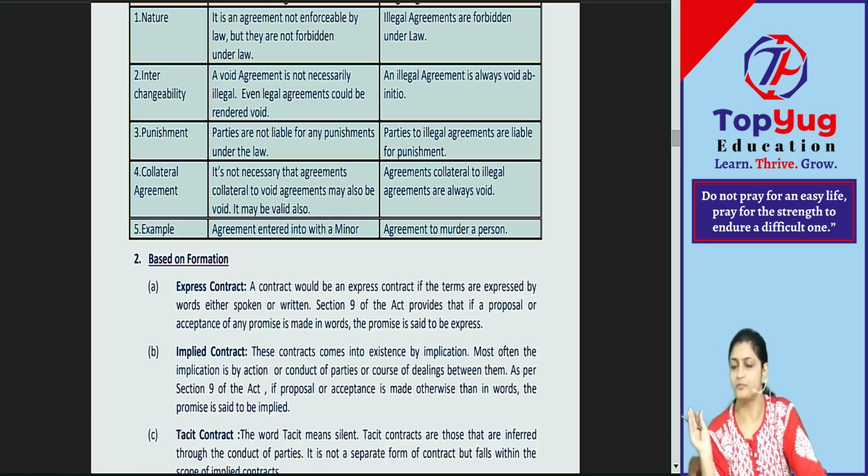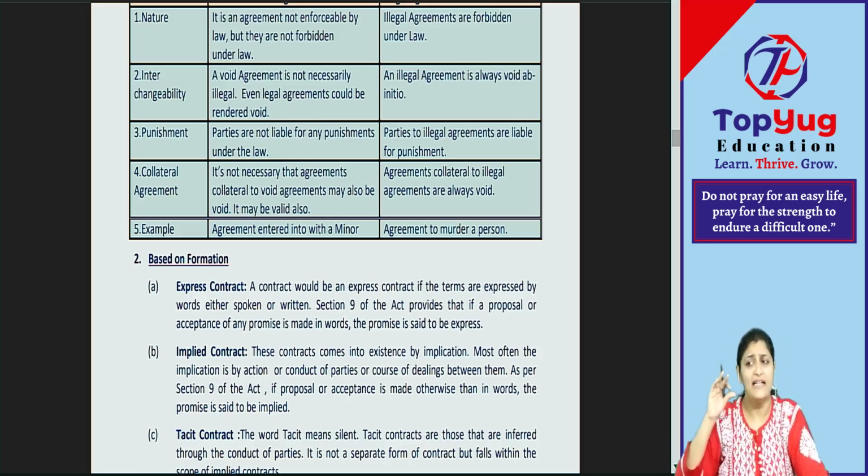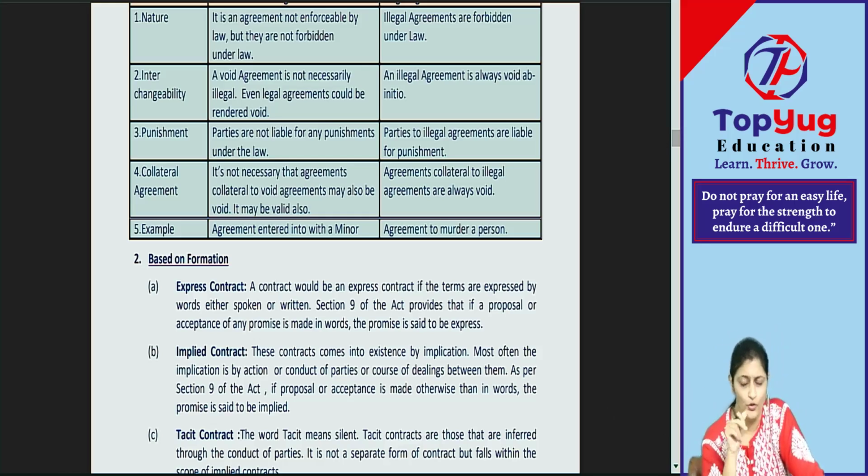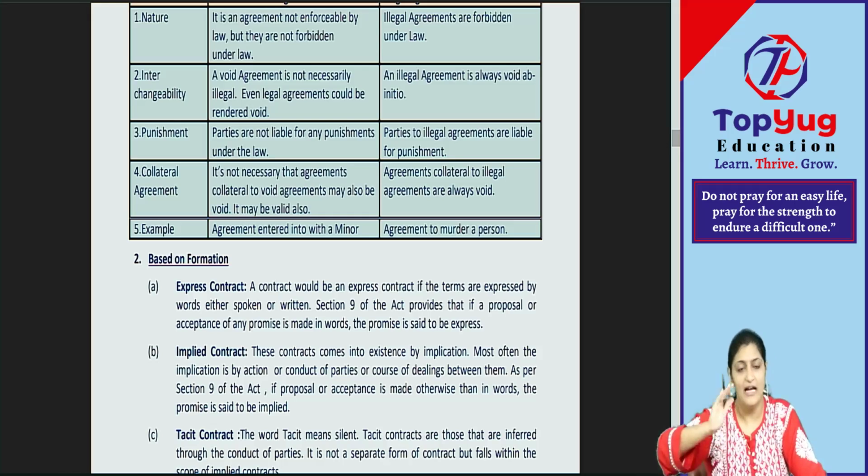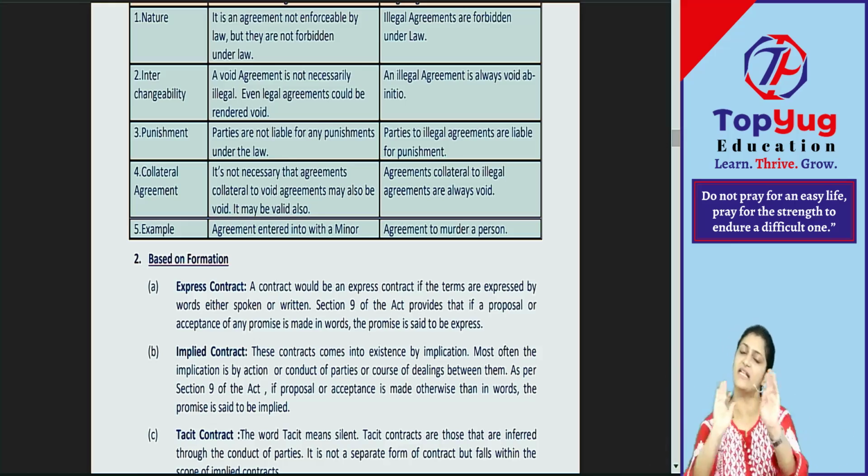Okay. So something which is impossible, is that punishable also? Do you think that those persons who are entering into such an agreement are punished? Is it something which is illegal? No, it is not illegal. Only unenforceable. Unenforceable means what? The court will say we will not support you.